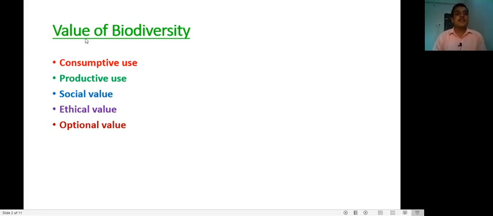So when we study the value of biodiversity, there are different uses or values, or simply called the importance of biodiversity: that is consumptive use or consumptive value, then productive use of biodiversity, then the social value of biodiversity, or how biodiversity is important from a social point of view. Then ethically, how biodiversity plays a significant role in our ethics. Then the optional value. Through these points we are going to study the value or the importance of biodiversity.